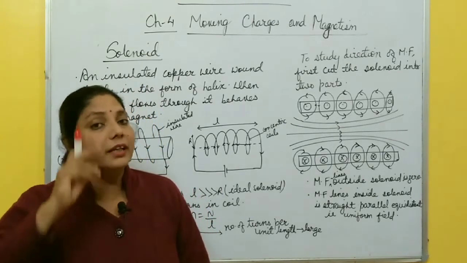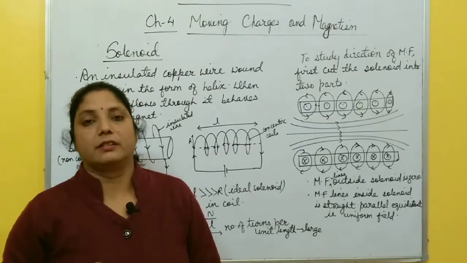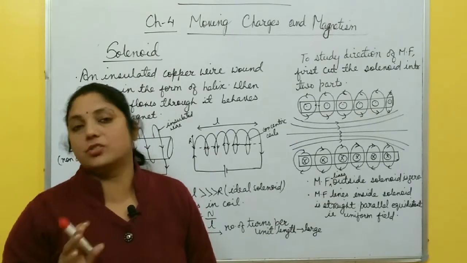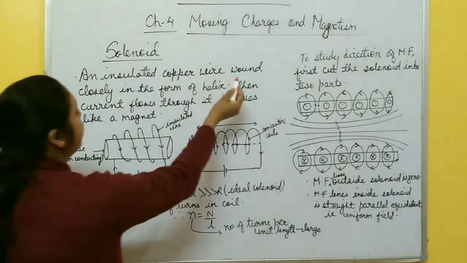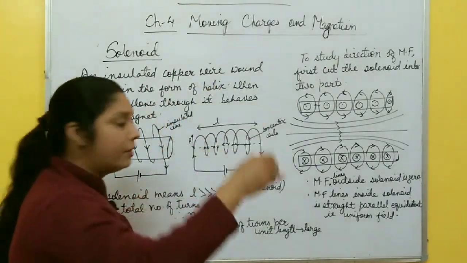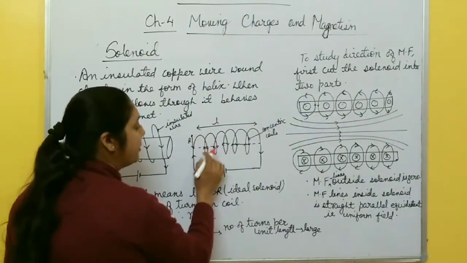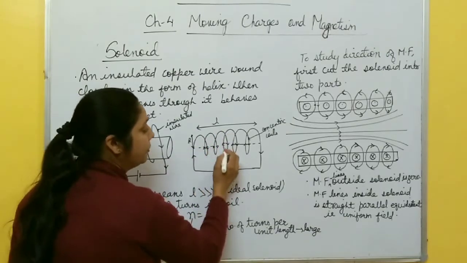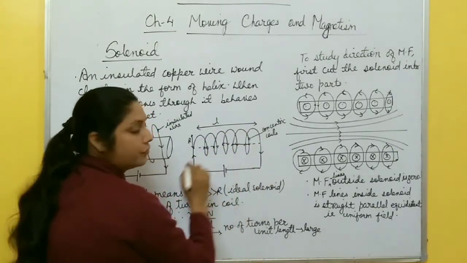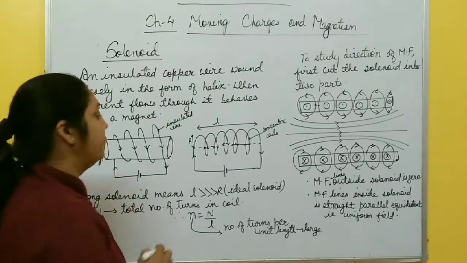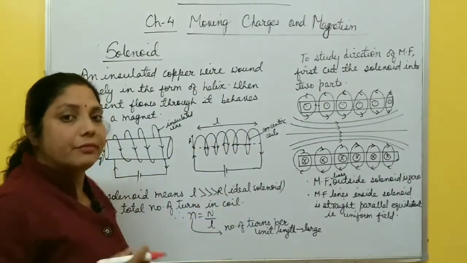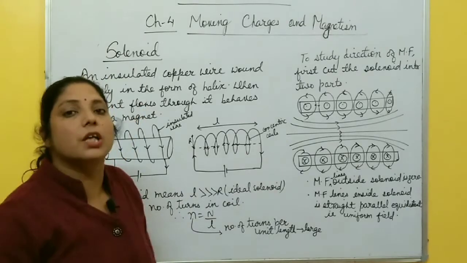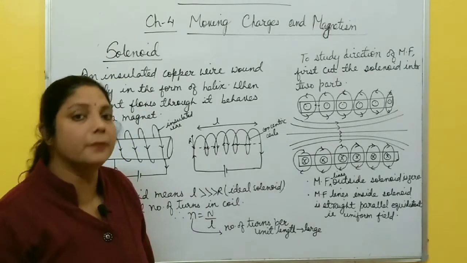We have to increase the number of turns in the coil to produce a strong magnetic field. A large number of turns of insulated copper wire are wound closely in the form of a helix, and this forms a solenoid. If you pass a current through this solenoid and it is suspended freely, it rests in the north-south direction. It means it behaves like a magnet.